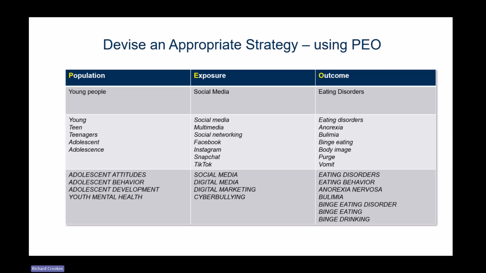The second row there that you see with young and teen and teenagers, these are the synonyms that could be used for our free text search. It could be an unqualified search, or we might want to focus on targeted analytic searching, which we'll do in this session. Likewise, the exposure, obviously it's social media, but we could look at multimedia, social networking. We could look at specific software or apps like Instagram, Snapchat, TikTok, etc. And then we've got the outcomes, so eating disorders, a general term. We could look at anorexia, bulimia, binge eating, etc.